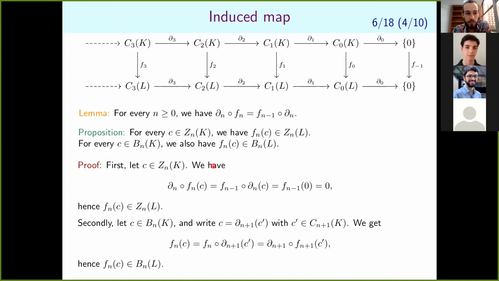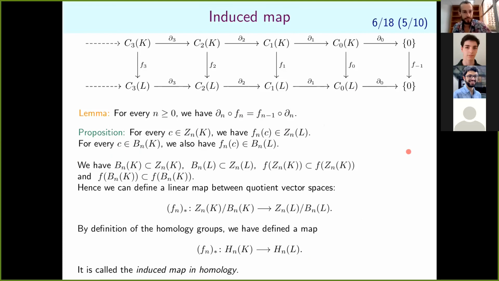And now we can do some algebra. Remember that the linear subspace of the boundaries is a linear subspace of the cycles, all right? We also have that Fn is a map that takes a cycle and gives you a cycle. Oh, there is a mistake here. F of the cycles is a subset of Zn of L. And F of the boundaries is a subset of Bn of L. Okay.